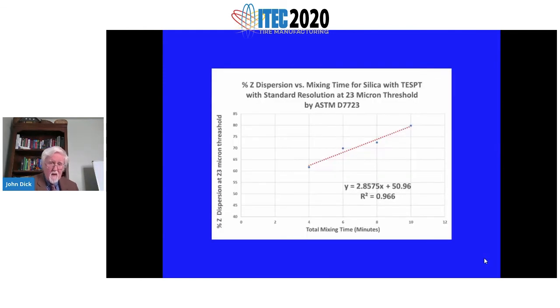Next slide. On the next slide, you see that the percent Z dispersion is quite good, actually. With that tinting of the background, you're able to quite effectively use the Dispersion, in this case, with the organosilane. And you've got a pretty good correlation. R square is equal to 0.966, which is very good prediction. Follows work history to the letter.